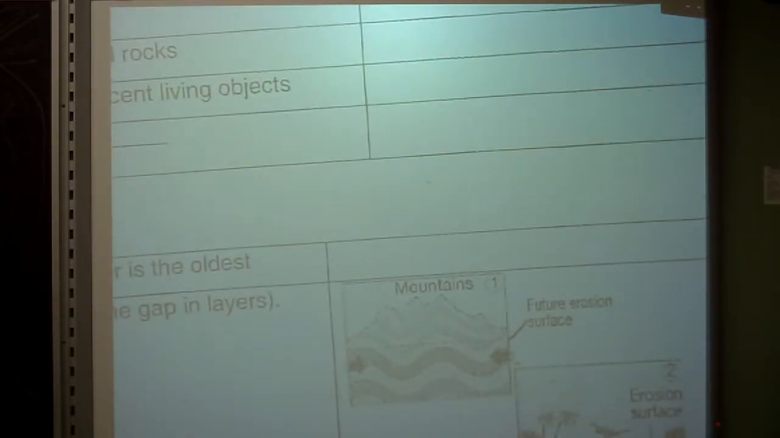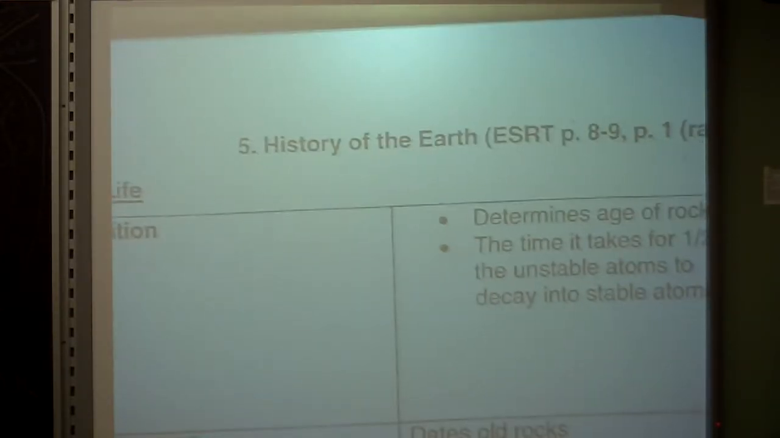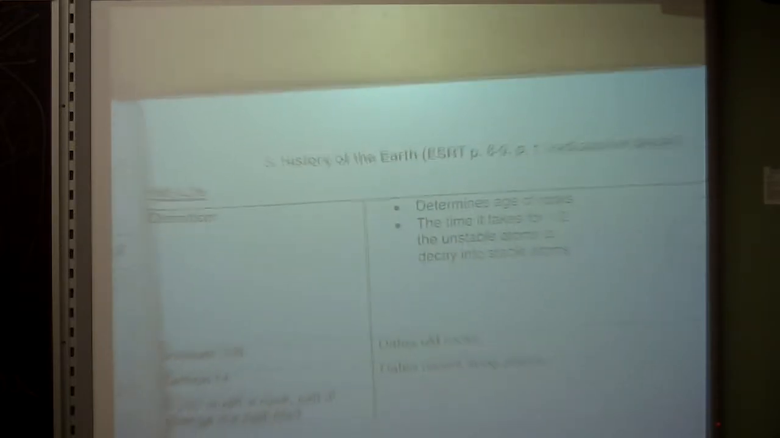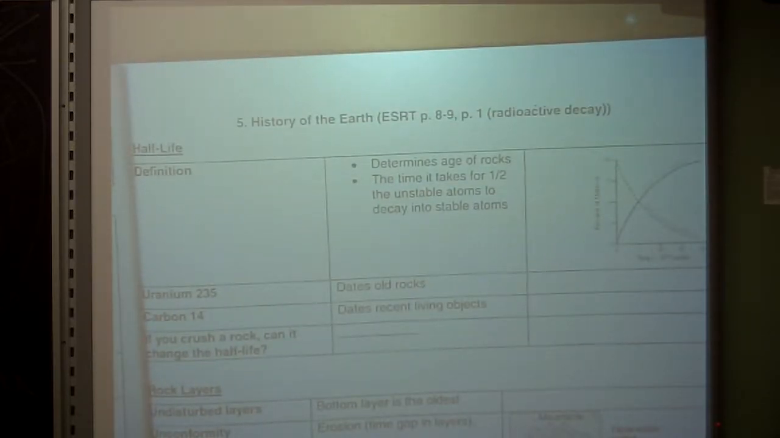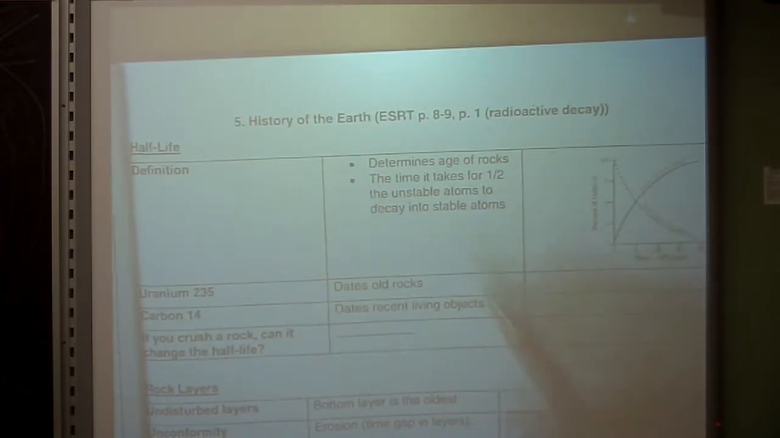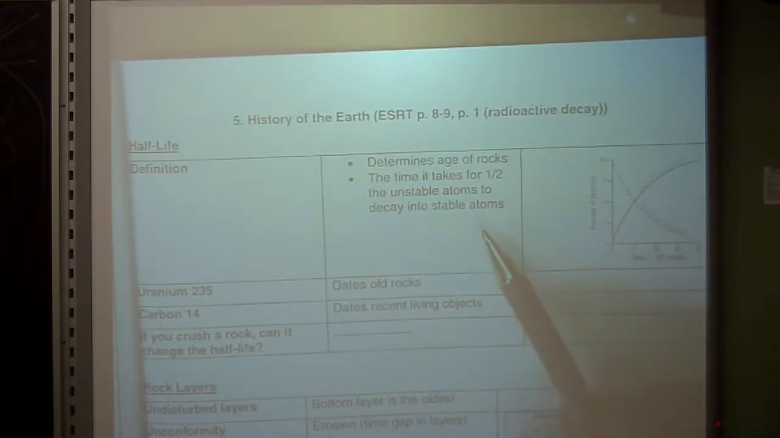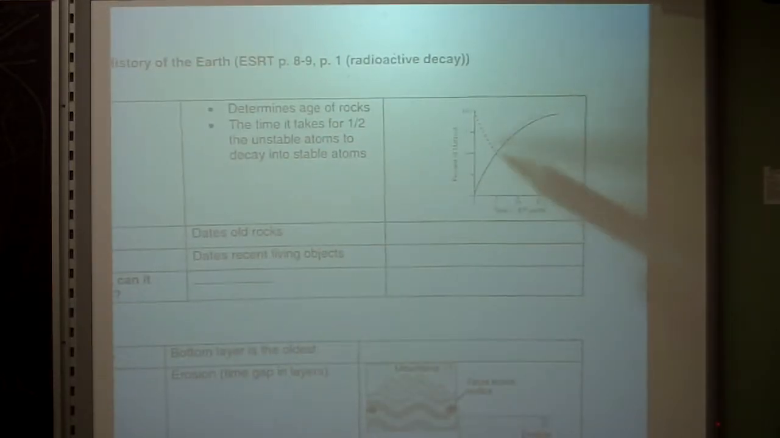All right, half-life. To find out how old certain types of rocks or certain types of fossil remains are, we use half-life. It's the time it takes for half of an unstable atom to decay into a stable atom. So if you remember, we always get a chart like this where we start off at 100%, and as this goes down, the daughter product, what it turns into, goes up.